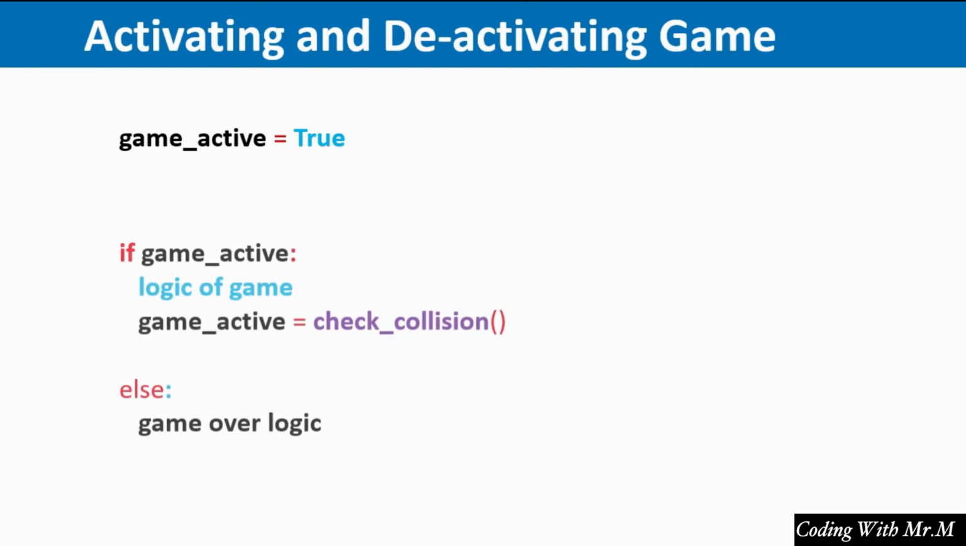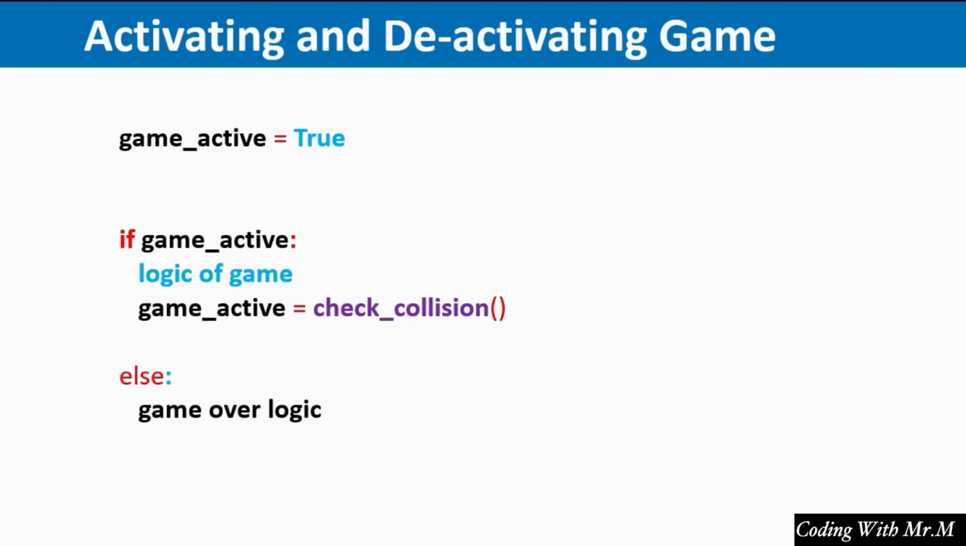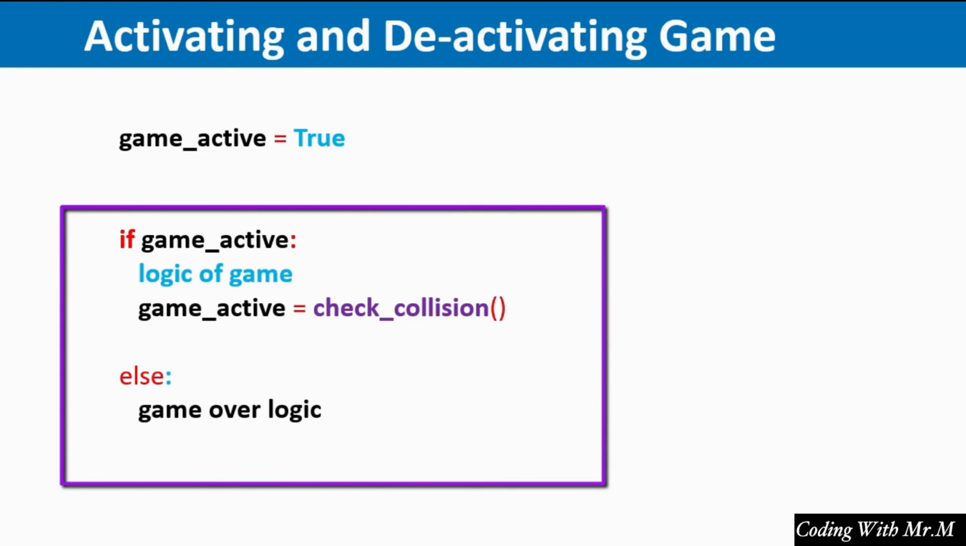The game logic is going to be something like this. So we're going to use a conditional statement to check if the game is active or not. If the game is active, we will run the game logic, and while the game is running, we're going to check for collisions. So when there are collisions, we also want to end the game.